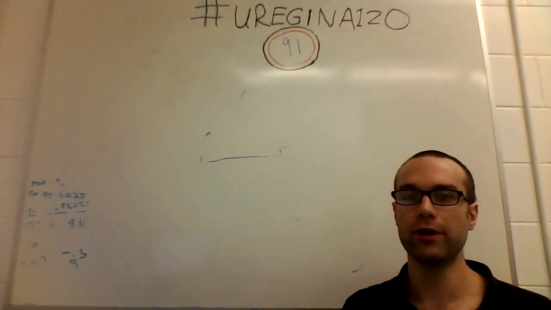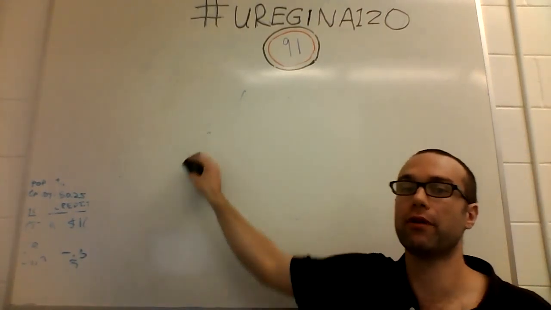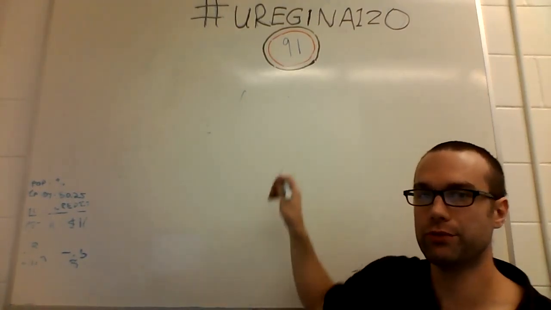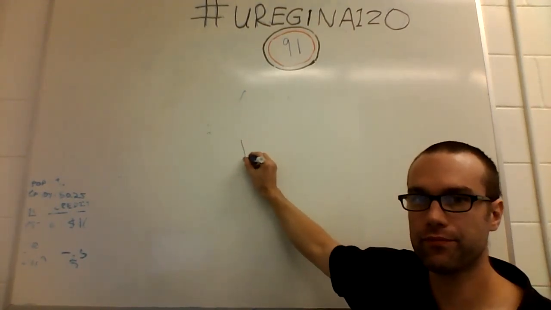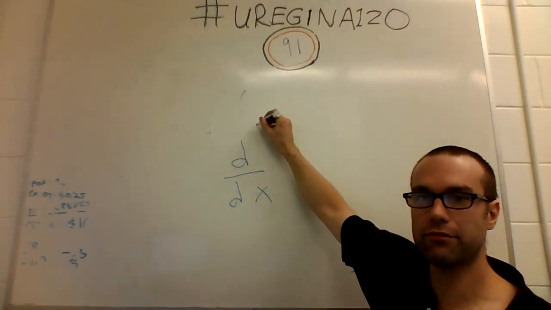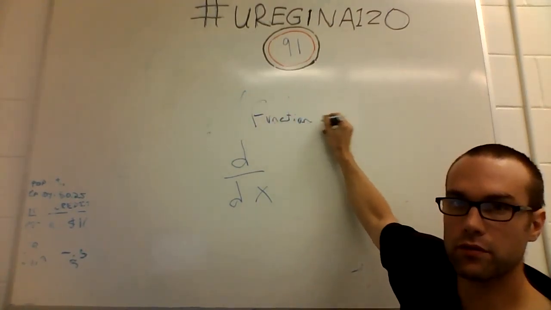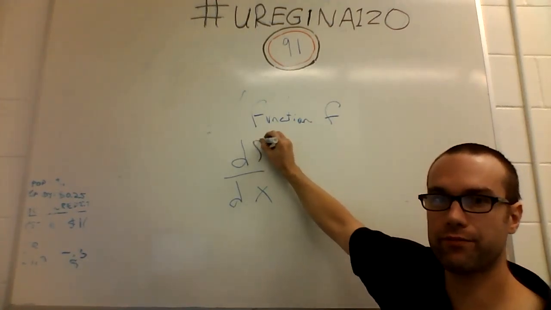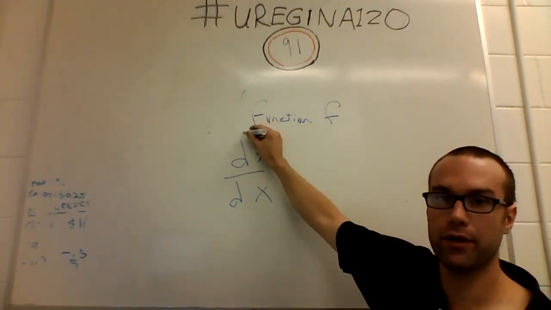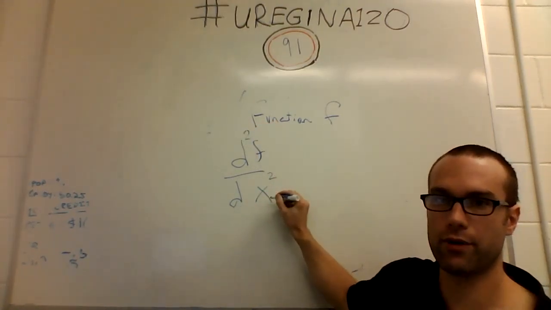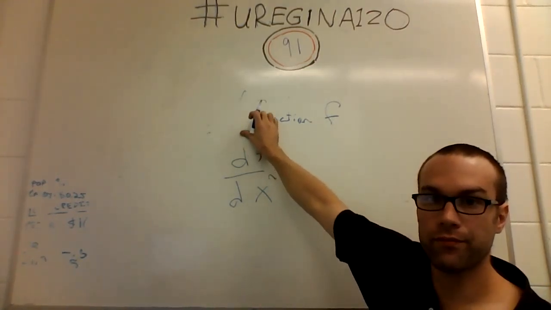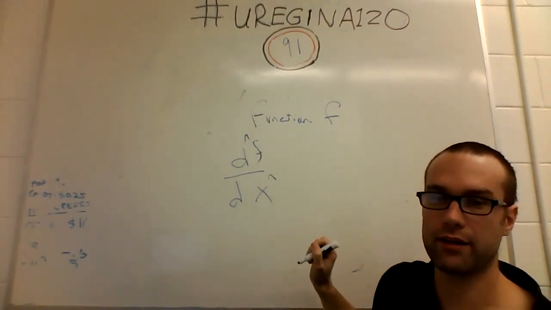Now, it should be pointed out, there's a couple different ways of writing derivatives or the notation for derivatives. There's the Leibniz notation, which is kind of what I wrote at the top, d over dx. So if we have some function f, the first derivative of f is df over dx. If we have a second derivative of f, we have d squared f over dx squared. And then if we have n derivatives, it looks kind of like that.